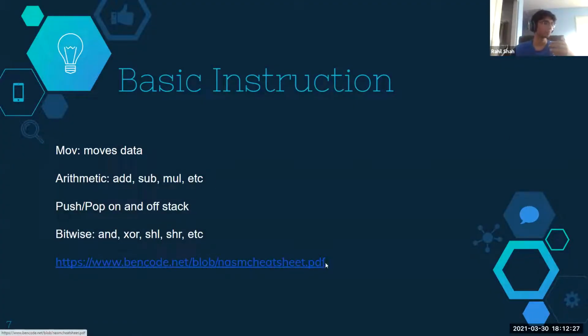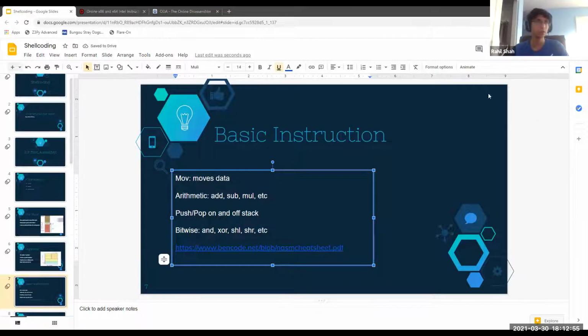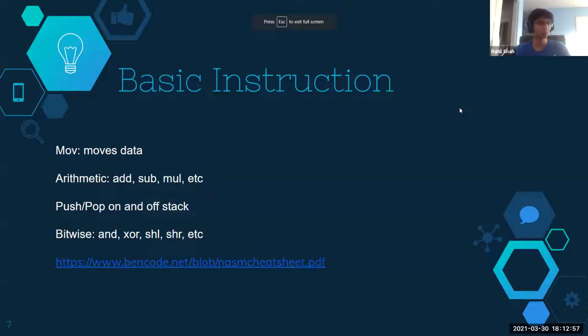Okay, so you can move data, you can do arithmetic operations, you can push and pop off the stack, and you can do bitwise things. So AND, XOR, shift left, shift right, etc. And all of these are different operations you can do. So I'll put this in chat. It's just a quick assembly cheat sheet for you guys to look at whenever you want to make sure.